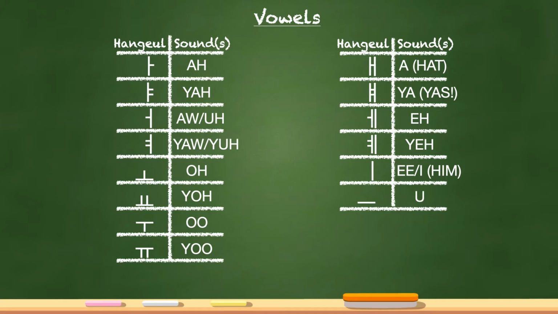If you see letters like Ya or Yo, where it has two lines instead of the one, you know that it has a Y sound to it. So A has one line, Ya has two. O has one, Yo has two. So if you see a vowel that has two lines, you know to add a Y sound.